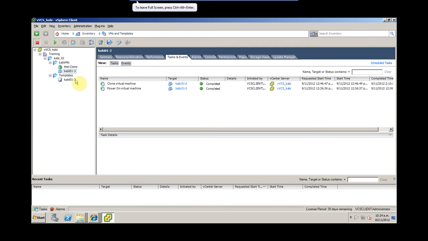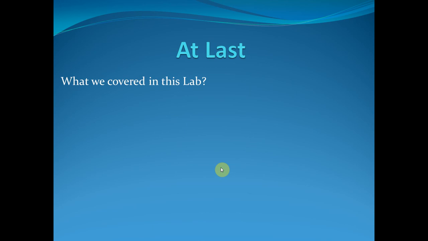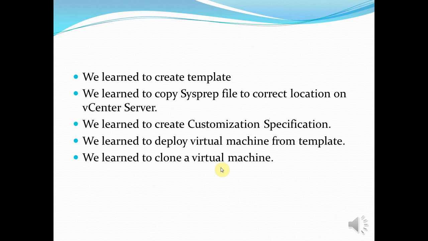So here in the task and status tab, I can see that my VMs have just been cloned from other VMs. So this way I finish what we learned in this lab. Yes, we learned to create a template, we learned to copy sysprep files to the correct location on vCenter server, we learned to create a customization specification, we learned to deploy a virtual machine from a template, and finally we learned to clone a virtual machine. Thanks for watching.